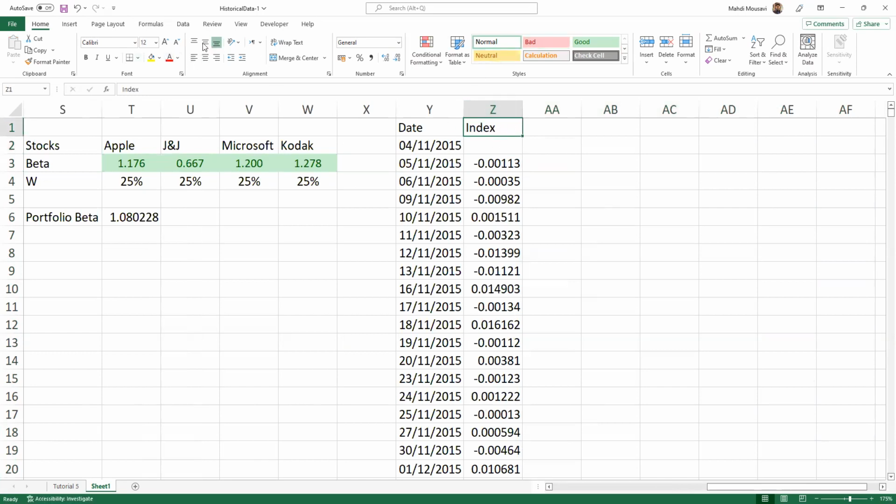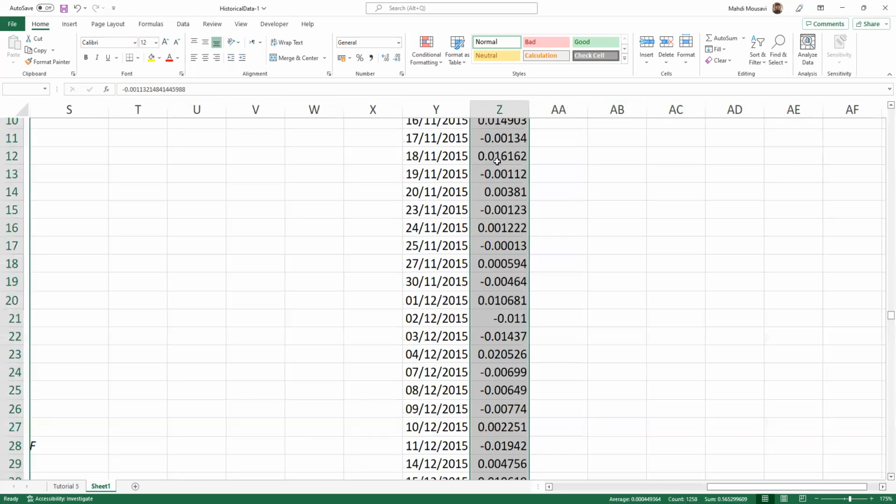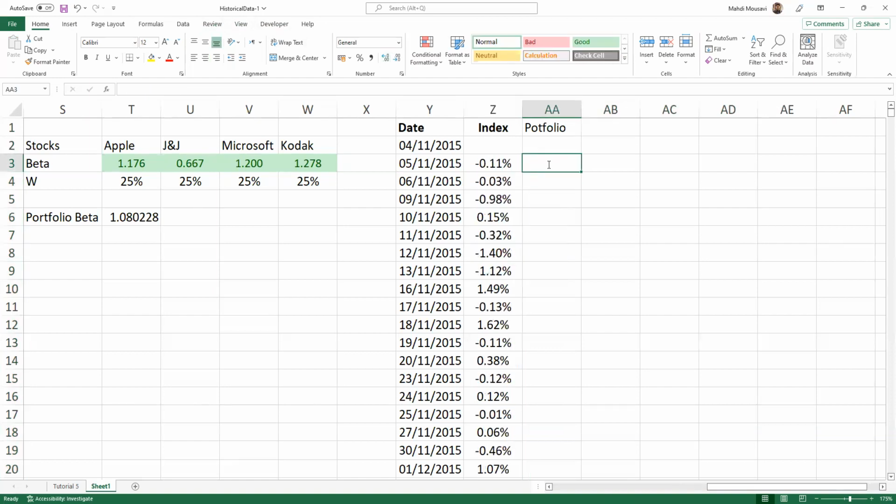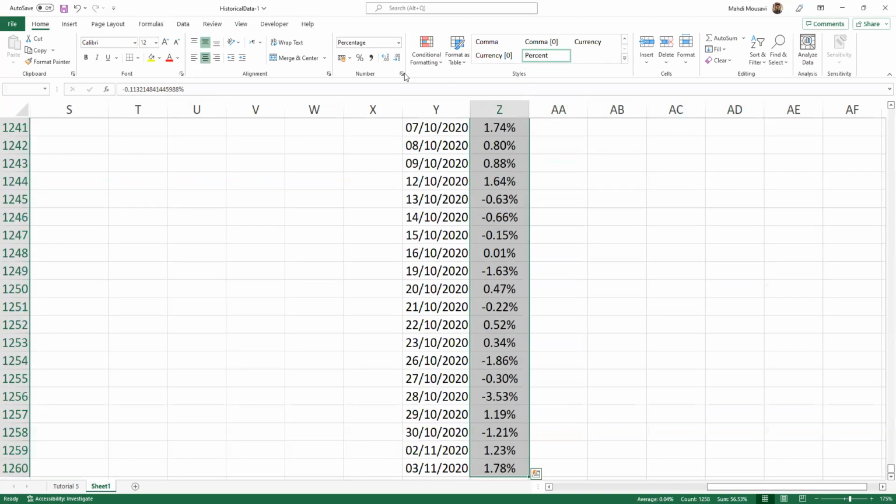And next, basically what I want is to see how the return of the portfolio is changing considering the change in the market. So remember, the beta of my portfolio is 1.08, and beta is the sensitivity of our portfolio or a stock or asset to the market. So if, for example, on this date the index is minus 0.11%, negative, and the beta of my portfolio is 1.08, we expect that the return of our portfolio will be more negative compared to the market. And as you see, this is true.